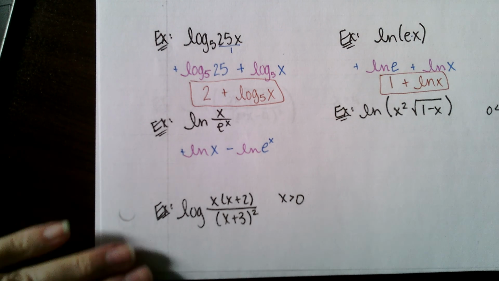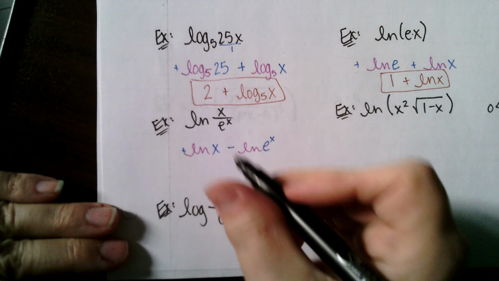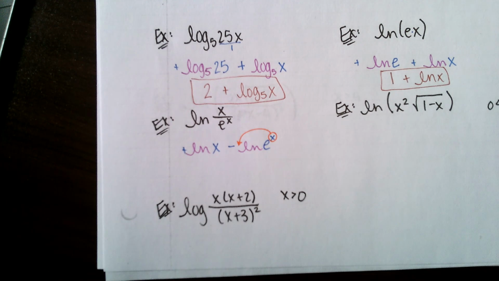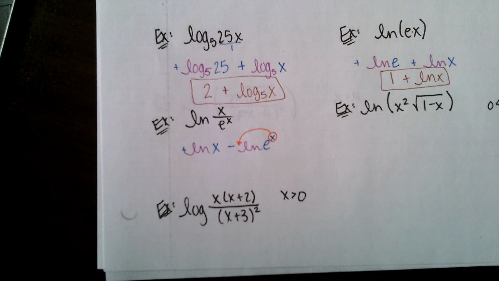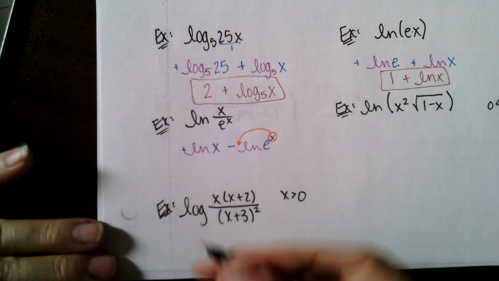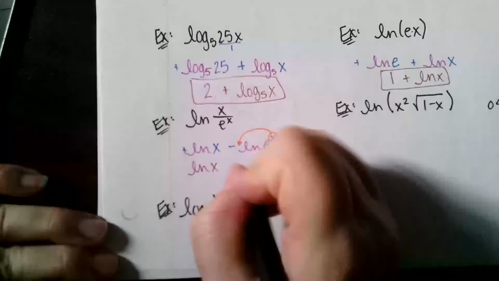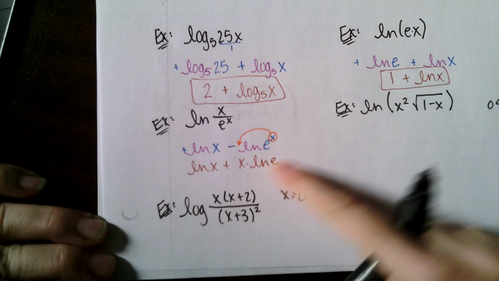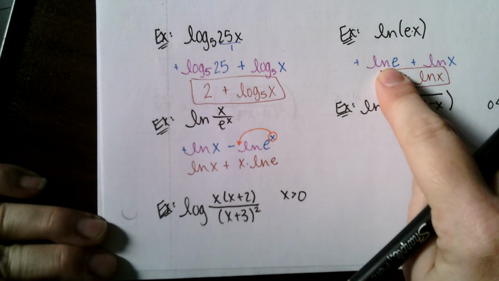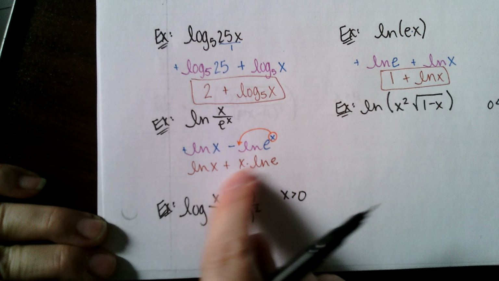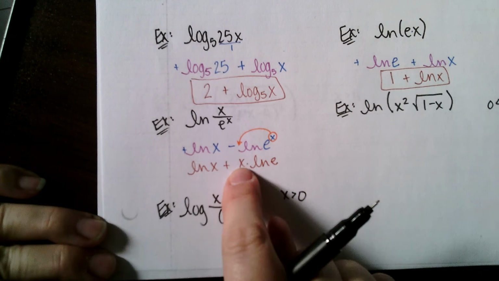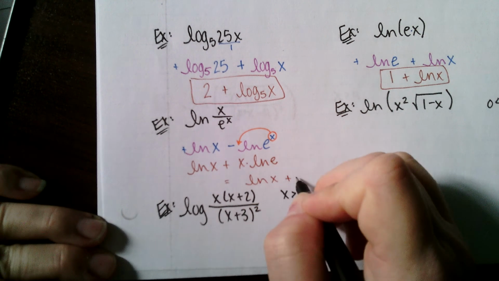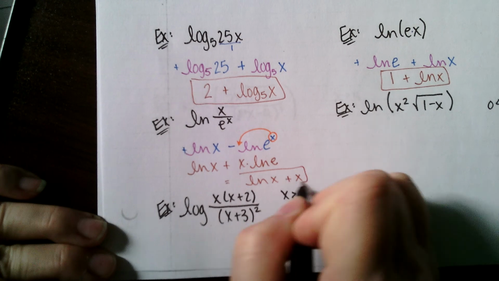Remember, the next thing to do after we move out is to unpack. So I'm unpacking this x here, which is going to give me the natural log of x plus x times the natural log of e. We just saw up here that the natural log of e is 1. So this is natural log of x plus x times 1, which is just going to be the natural log of x plus x.